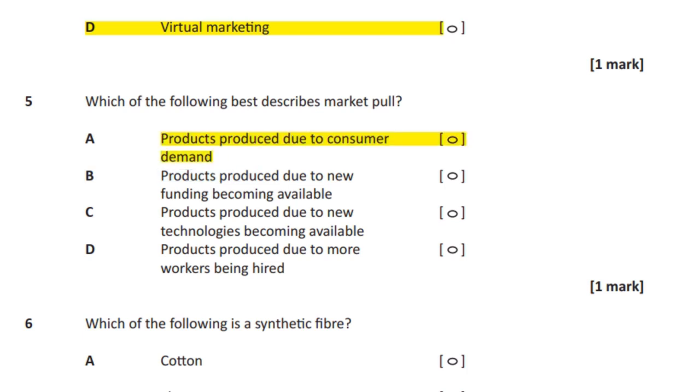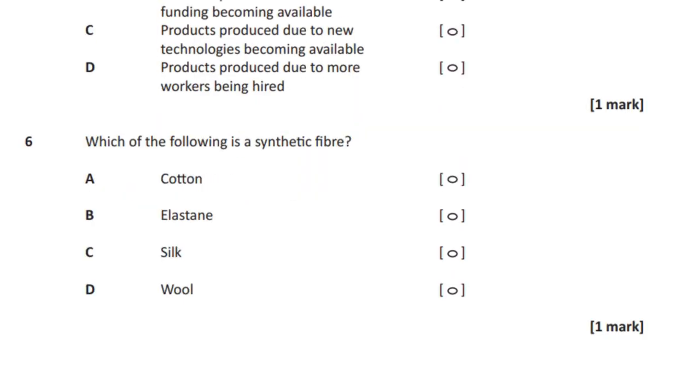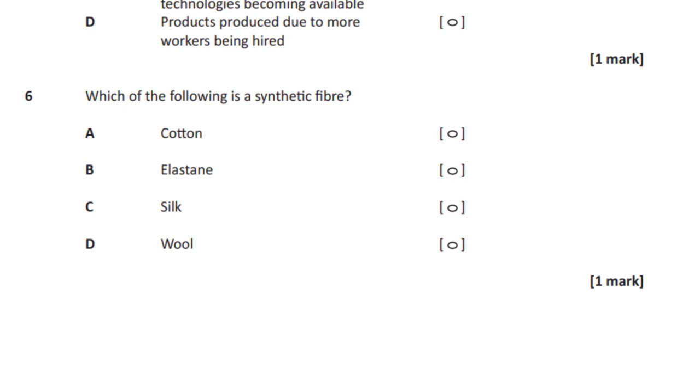If it was the opposite, for market pull it is technology push. So, for example, now the new Samsung phones have come out. They're using graphene screens, which are bendable, so they can actually be folded up. So that would be, let's read through this. That would be products produced due to new funding becoming available, which it is not. Products produced due to new technology becoming available, would be technology push.